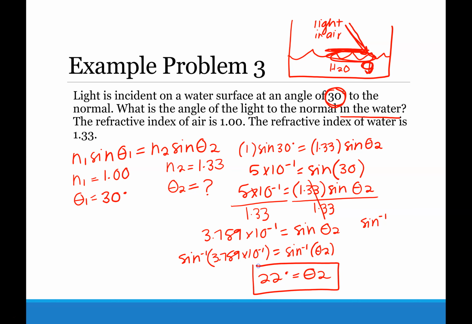So that is how you work this problem, and let me know if you have any questions about example problem 3.